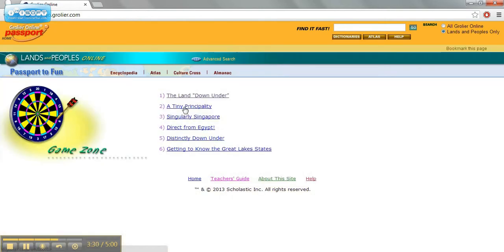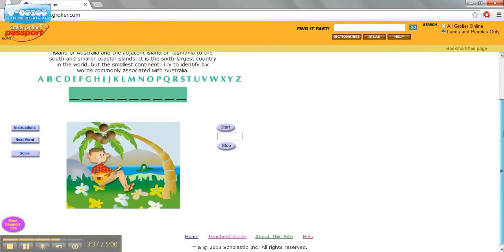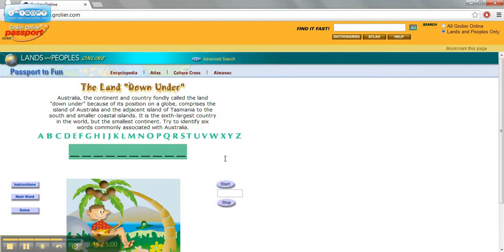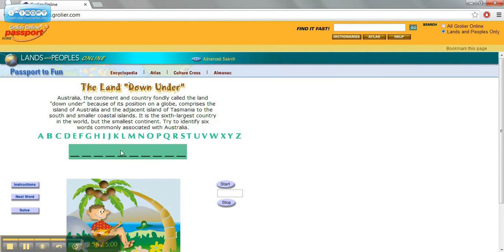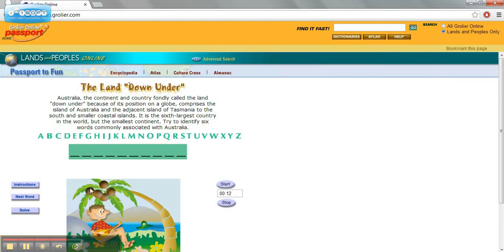There's a Game Zone that has different games based on different places. It's got kind of a hangman type thing for Australia. I could try and type in a letter. I typed in an R, and I didn't get it. So let's try N. What would happen is eventually a monkey climbs up the tree. When he gets all the way up, you would lose, so you try and find the word before it gets there.